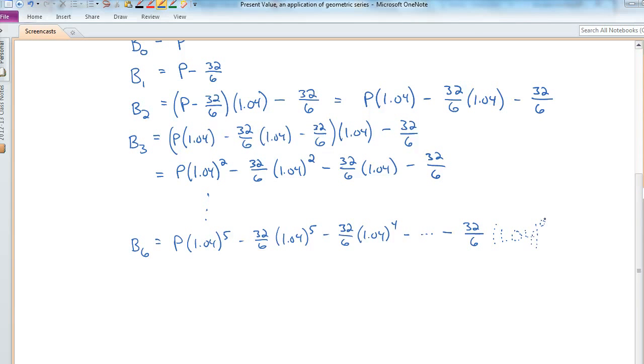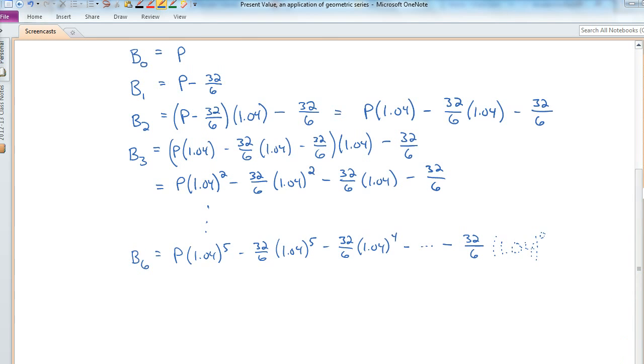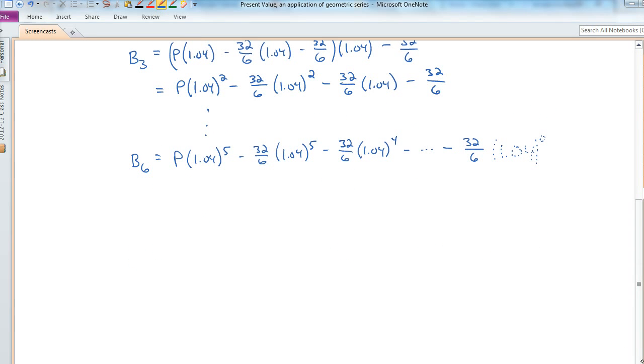Before I go any further, I want to make sure I'm not messing up. Do I have 6 occurrences of 32 sixths? I've got one with a 0th power here. That's the first one. Well, really the last one, but that's number 1. And then they'll have an exponent of 1, 2, 3, 4, and 5. So if I count 0, 1, 2, 3, 4, 5, I actually have 6 terms here that involve a 32 sixths, which means I have 6 payments of 32 sixths. That's good. All right.